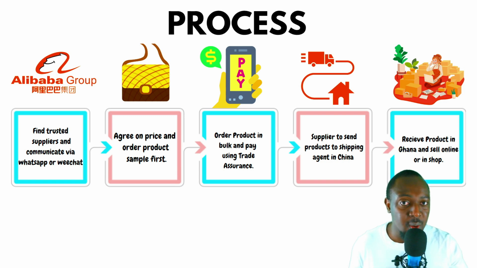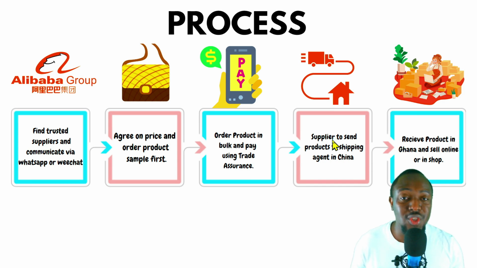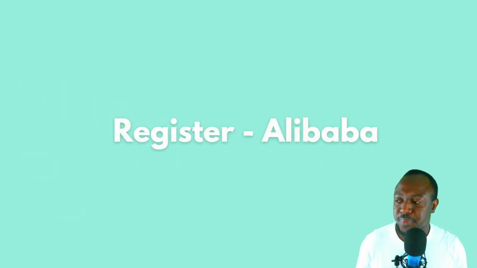Okay, so the supplier will not ship the product straight to you. They'll have to ship to your agent, your shipping agent based in China. Once your shipping agent receives the item, they'll also ship your product to you in Ghana. Once you receive your product, you just sell online and make your profit. It's as easy as that, and I'll explain further as we move on in this tutorial.